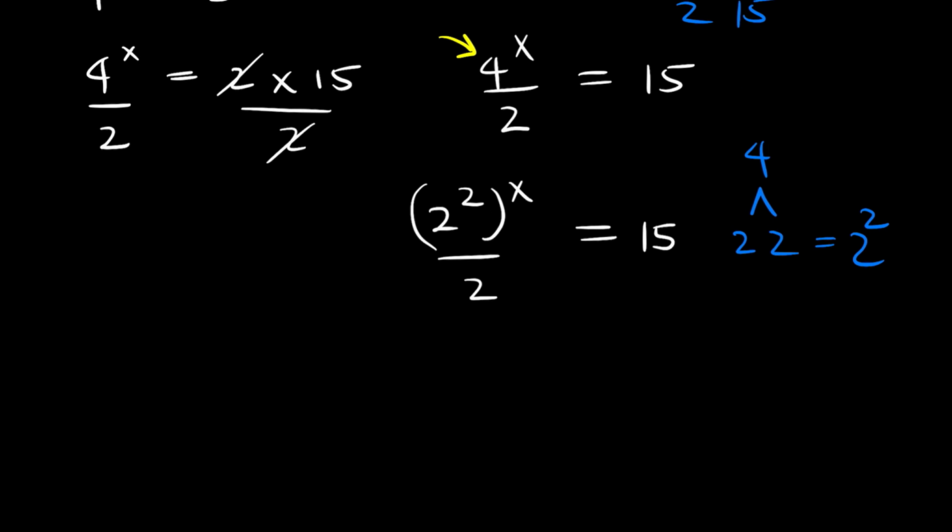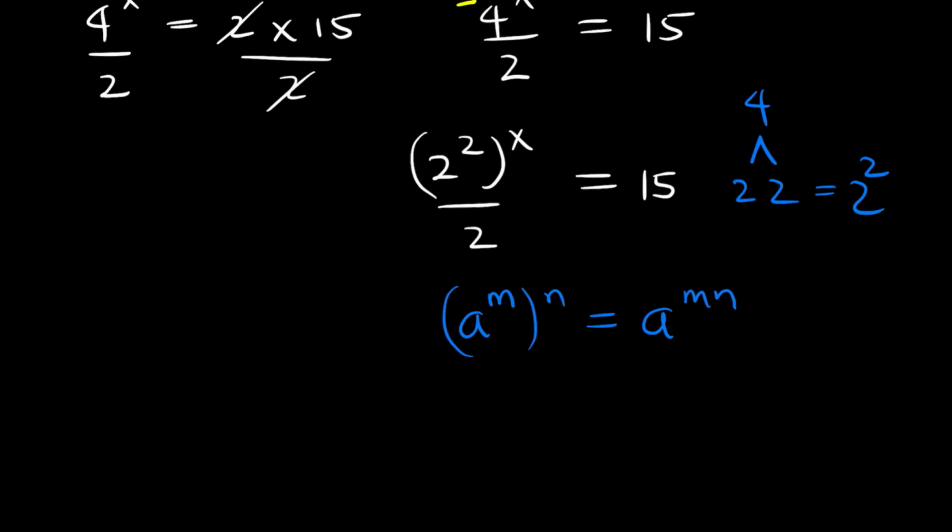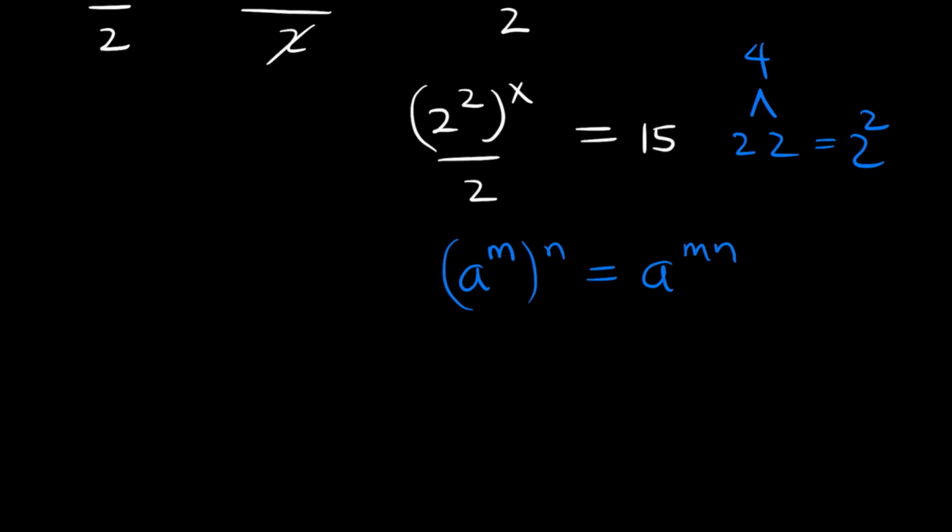By the law of indices, which says if you have a raised to power m, then raised to power n, you can open up the bracket to have a raised to power mn. Then it implies that this bracket here can be opened to give us 2 raised to power 2x, then divided by 2 is equal to 15.